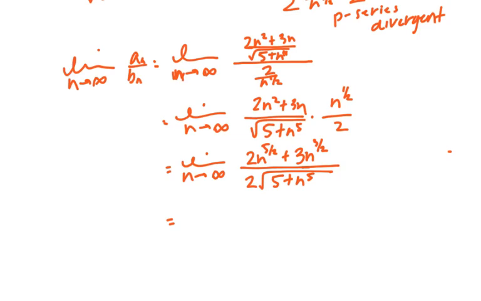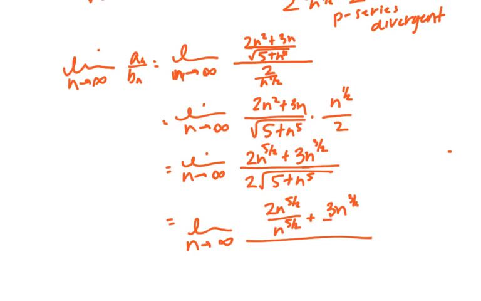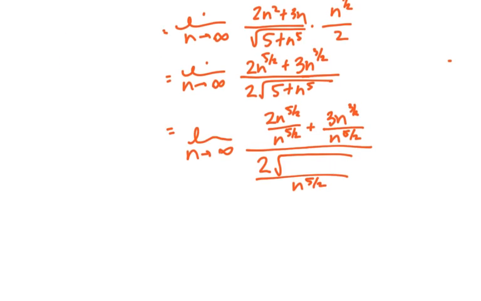So we have the limit as n approaches infinity. And we have 2n to the 5 halves over n to the 5 halves plus 3n to the 3 halves over n to the 5 halves. And then we have this over n to the 5 halves. So we have the limit as n approaches infinity.